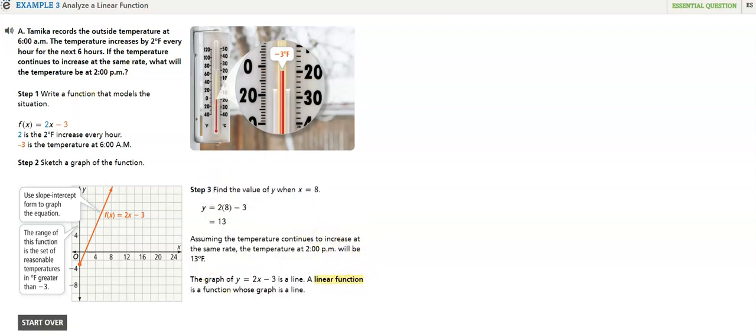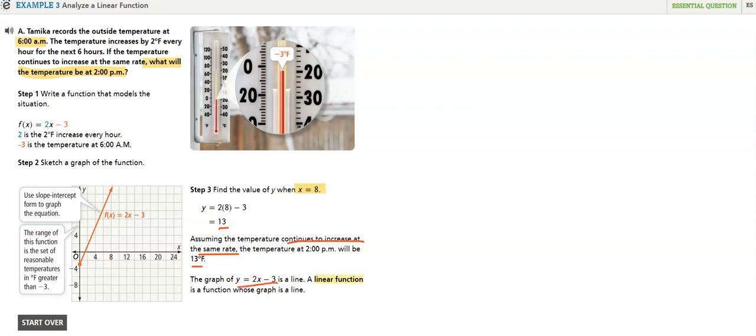The last step we have, because down here it does ask us to find the temperature at 2 p.m., is to replace x with 8, because the difference between 6 a.m. and 2 p.m. is 8 hours. When they do that and solve it, they find that y is 13, which means that if the temperature continues to increase at the same rate, which doesn't always happen with temperature, but if it does, then the temperature at 2 p.m. will be 13 degrees Fahrenheit.